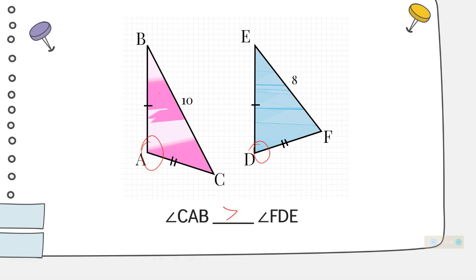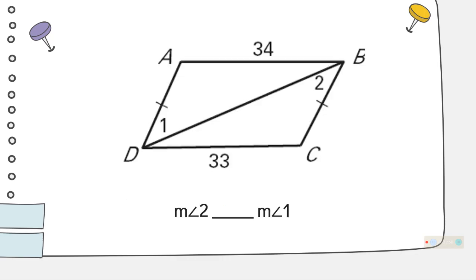Because we have the opposite side of this angle is 10 and the opposite side of the second angle is only 8. Next, let's have this figure. Angle 2 compared to angle 1. Okay, so we have less than. That's correct because this is only 33 and this is 34 with angle 1.